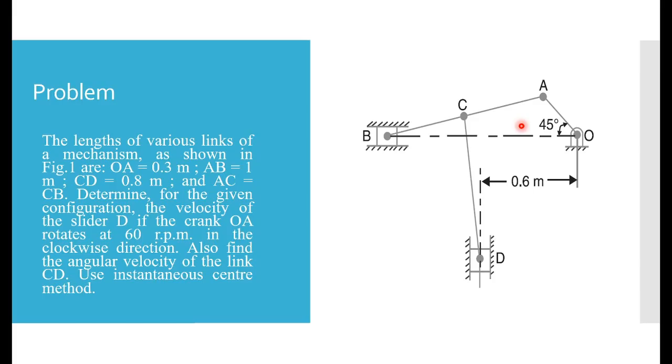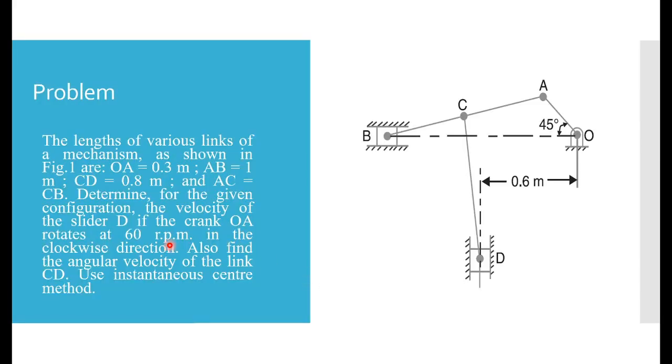So this is a problem for instantaneous center. Read the question and copy. The lengths of various links of a mechanism shown in figure 1, this figure, are OA, AB, CD, AC equal to CB. Determine for the given configuration the velocity of slider D, this link, and the angular velocity of link CD. This is the question. Okay, note down the question. Also write the input values.